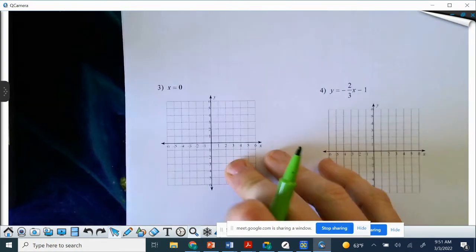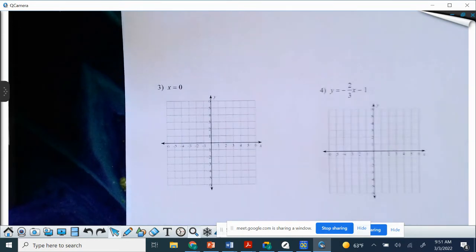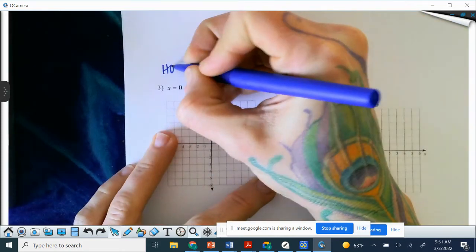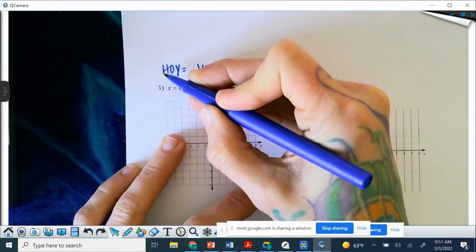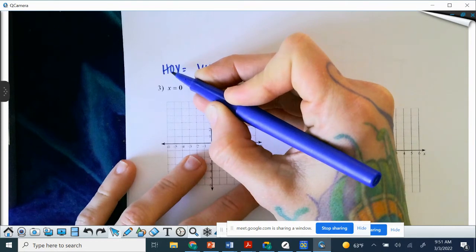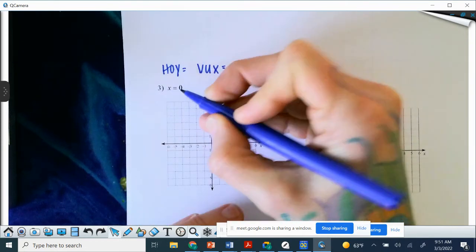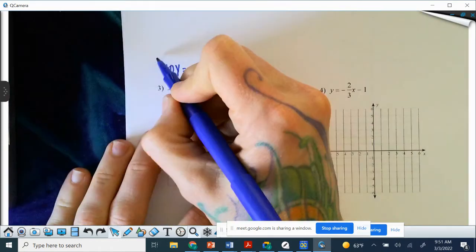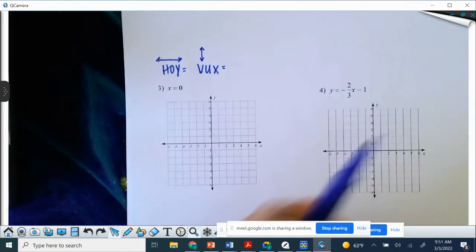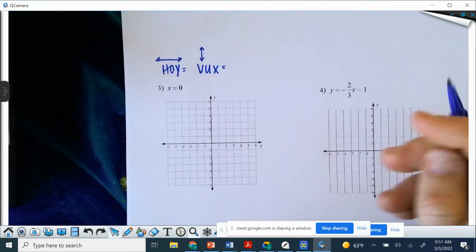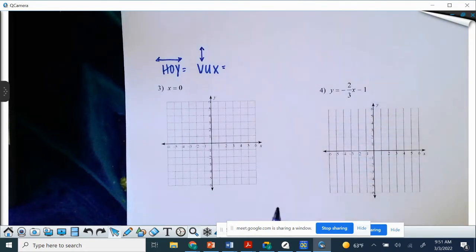Number 3 on here. So this is our horizontal vertical line conversation, which you will have today if you take your notes and watch all your videos. The easiest way to remember this is HOY VUX. So horizontal, 0 slope, y equals equation. This is an x equals, so that's vertical, and by horizontal, that means we're going this way. Vertical goes this way. So vertical, undefined slope, not 0. 0 and undefined are completely different. And then x equals equation.